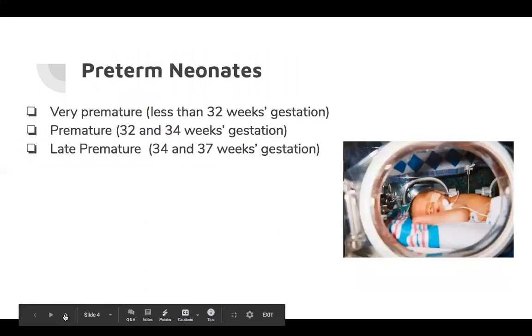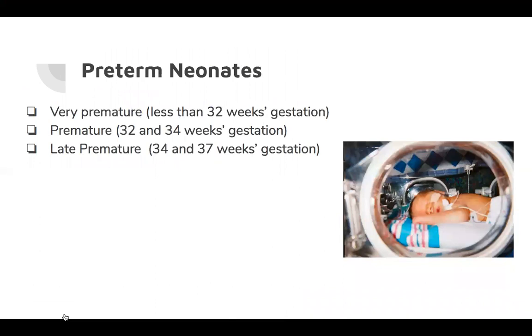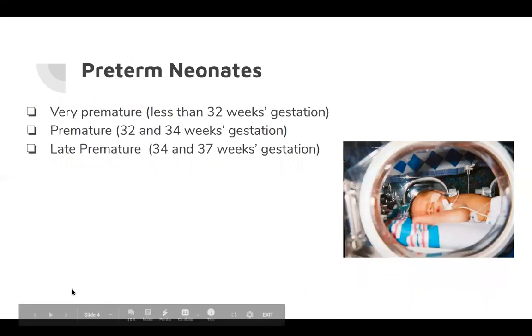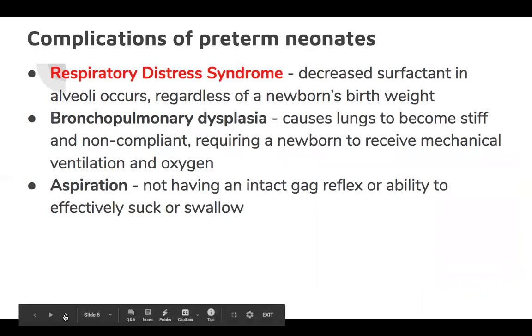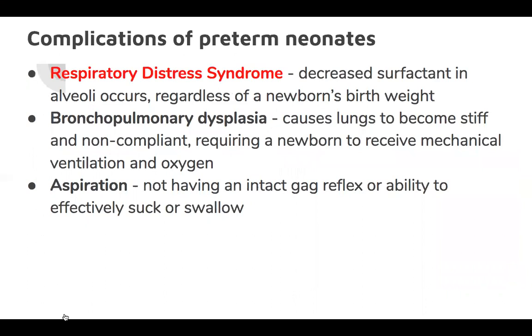So your preterm neonates, and this is just the guidelines that tell you if they're very premature, or late premature. Some complications of the preterm neonate. The big one is respiratory distress syndrome. But remember, respiratory distress syndrome doesn't just affect the preterm, it can affect all neonates, but the preterm neonate is at highest risk for respiratory distress.